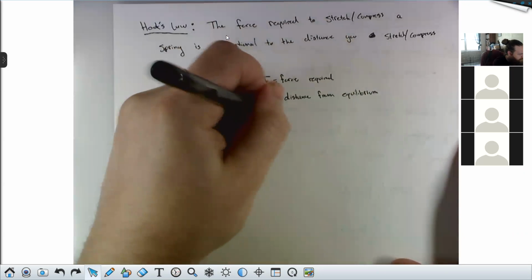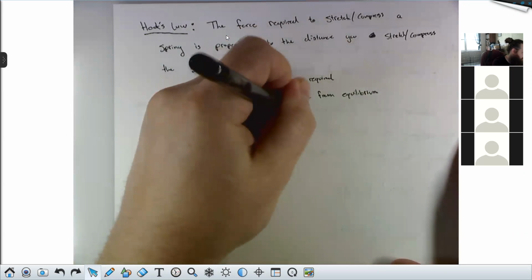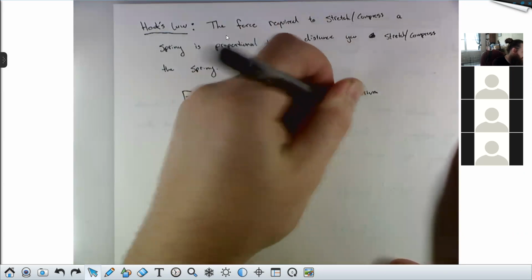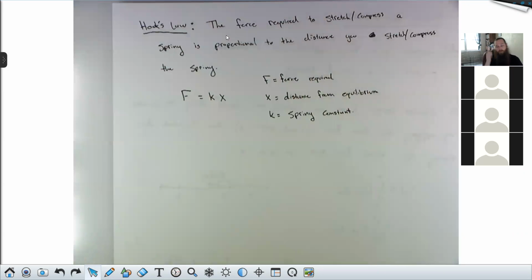And K is called the spring constant, which changes from spring to spring. Some springs, like if I take the valve spring off the cylinder head in my car, are incredibly strong. They have a very, very large spring constant. They're very, very hard to press. On the other hand, a plastic slinky is very easy to stretch and compress, so that has a very, very small spring constant. But this is Hooke's law.